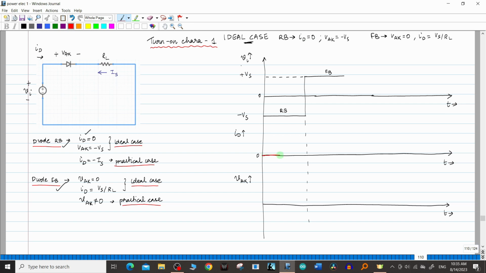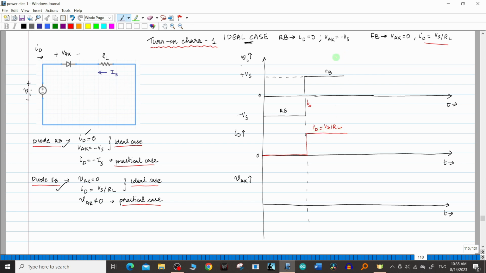ID in the reverse bias condition is equal to 0. And ID in the forward bias condition, see after this, let us call this as time t0. After t0, ID is equal to Vs divided by RL. So I can just draw like this. So this is Vs divided by RL. ID is equal to Vs divided by RL.